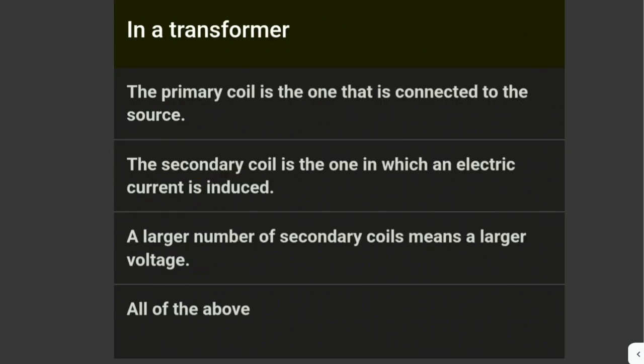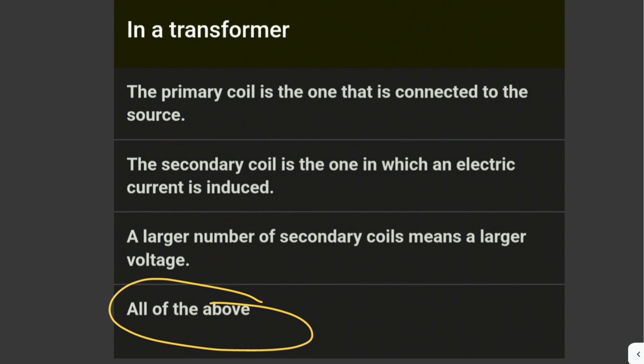In a transformer, the primary coil is the one that is connected to the source. The secondary coil is the one in which an electric current is induced. A larger number of secondary coils means a larger voltage, or all of the above. The answer here is all of the above. So a transformer uses the properties of an inductor to transform the level of voltage in a circuit.